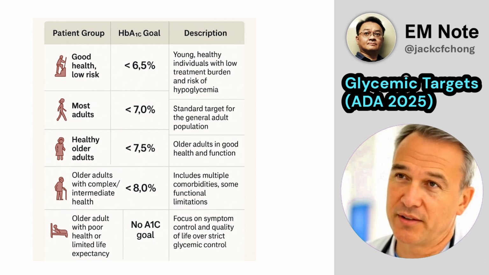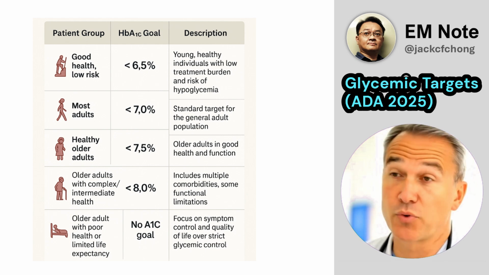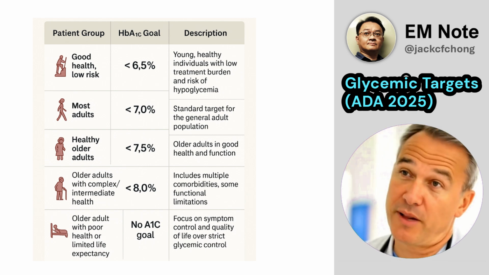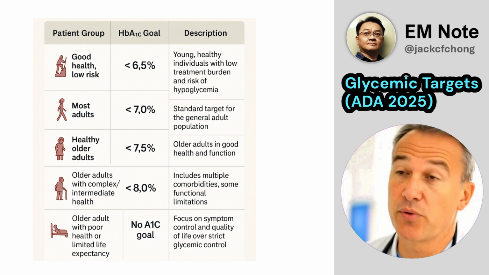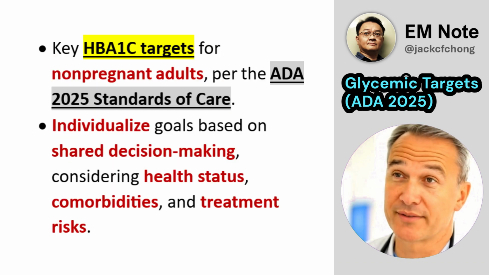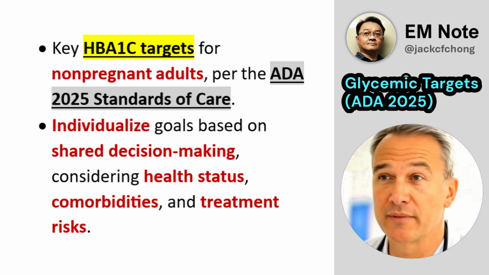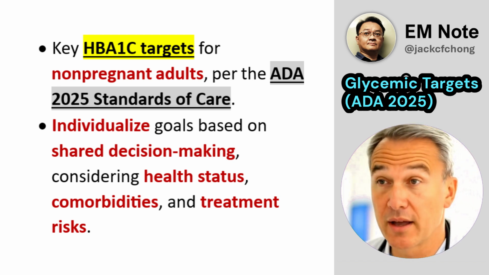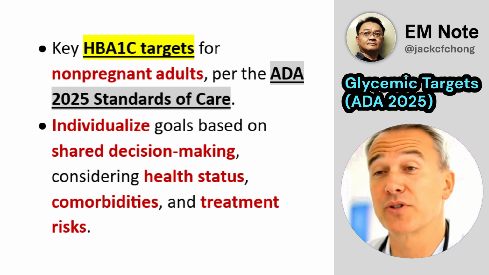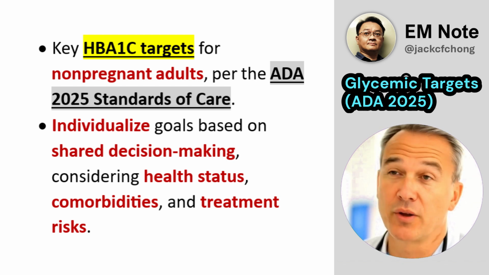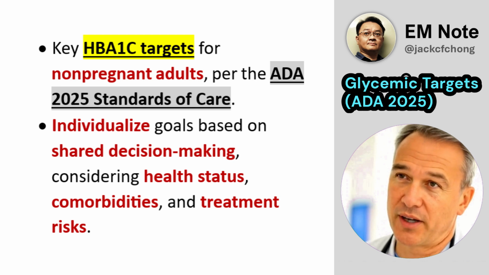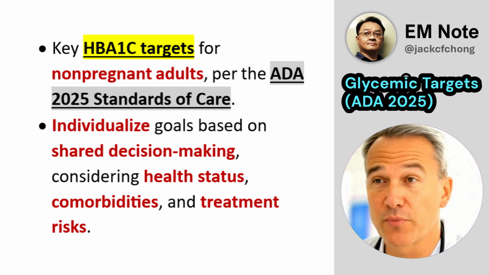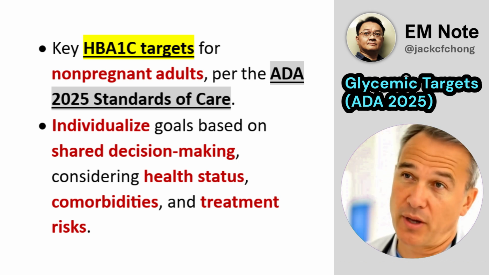Today, we will discuss the latest guidance on HbA1c targets for adults without pregnancy based on the American Diabetes Association's 2025 Standards of Care. It is important to remember that setting an HbA1c target is a process that involves shared decision-making with the patient. We must consider their overall health status, other medical conditions they have, and the potential risks associated with different treatments, particularly the risk of low blood sugar episodes. Individualization is key in managing blood sugar levels.